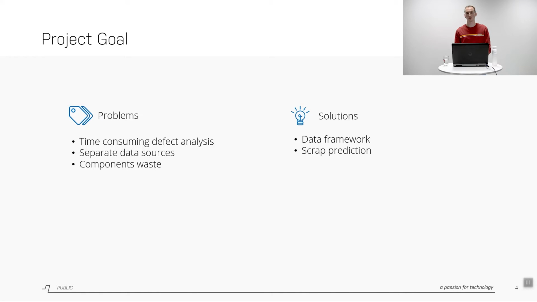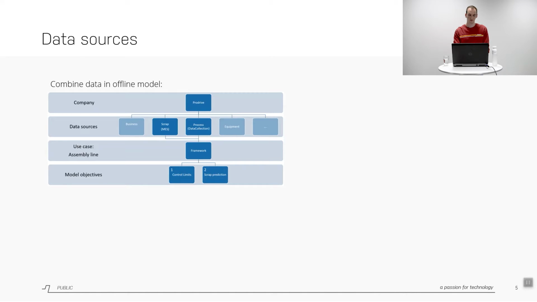To solve this, we want to build a data framework in which multiple data sources are combined, and with this data we want to model. With this model we want to predict scrap during the assembly process. So at each step of the process we want to determine if the product should continue or not. This resulted in the picture below, in which we combined several data sources into a single framework. With the framework we want to obtain the control limits and eventually make a scrap prediction.